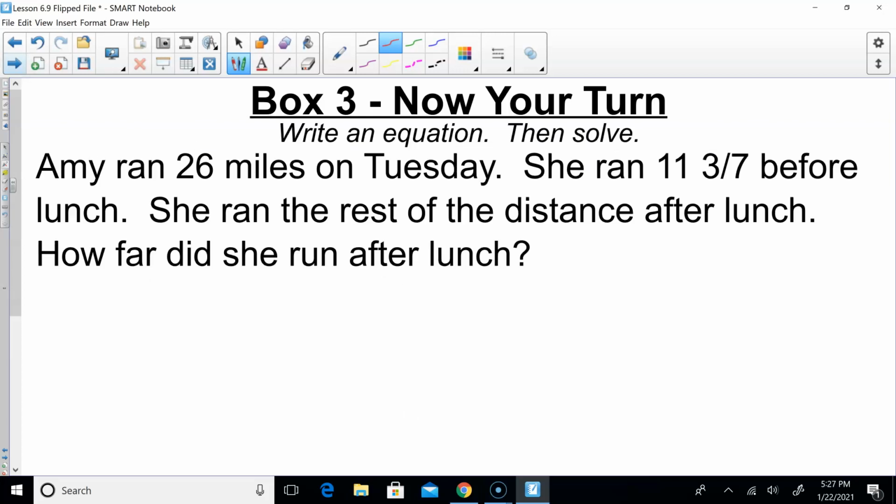And you have a word problem. Amy ran 26 miles on Tuesday, almost a marathon. She ran 11 3/7 before lunch. She ran the rest of the distance after lunch. How far did she run after lunch? She's still running after lunch. Good for her. I'm jealous. So you pause this one, write an equation, solve it. Do your best. Looking forward to seeing your answer.